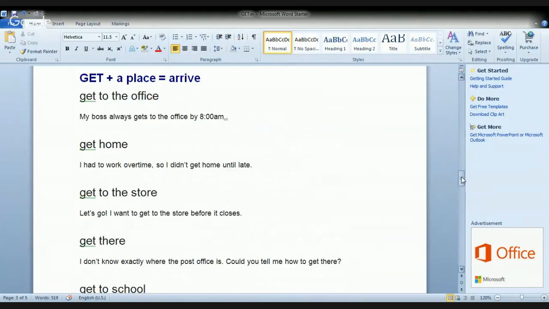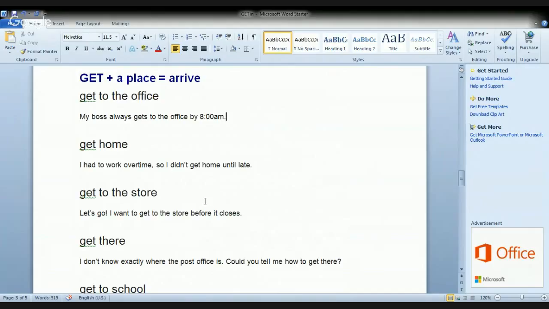Okay, so the first example here is get to the office. My boss always gets to the office by 8 a.m. So the boss always arrives to the office by 8 a.m. Hopefully that makes sense. The next one is get home. I had to work overtime, so I didn't get home until late. So that's exactly like I said, arrive home, get home.